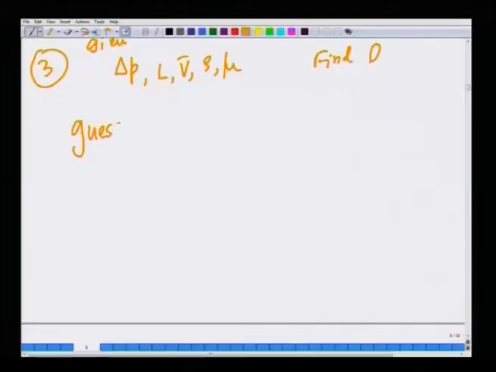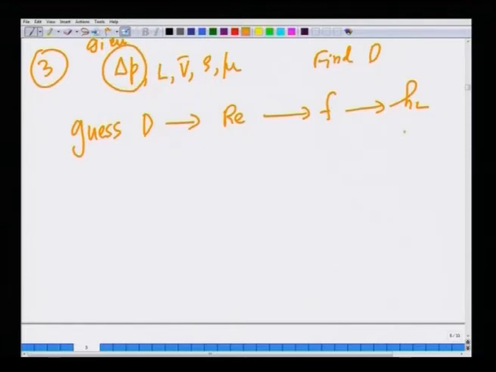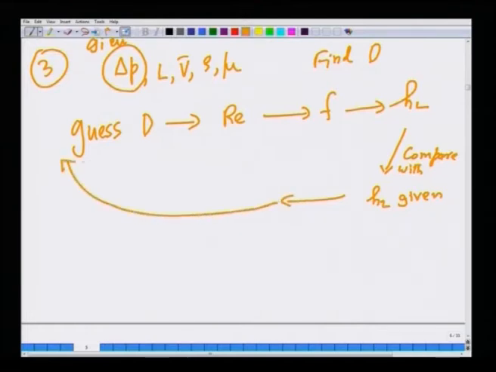Guess d, then everything else is known, calculate Reynolds number, calculate friction factor, calculate head loss. Now, head loss is also given because delta p is given, compare with the head loss that is given. If it does not agree, then you refine your value of d. If it agrees, then you have a converged answer.